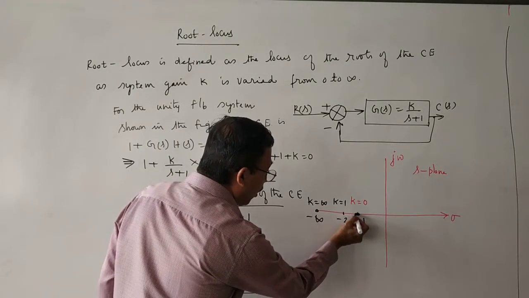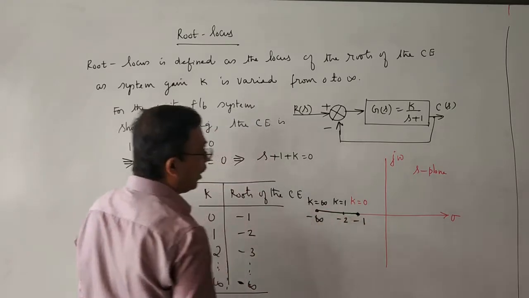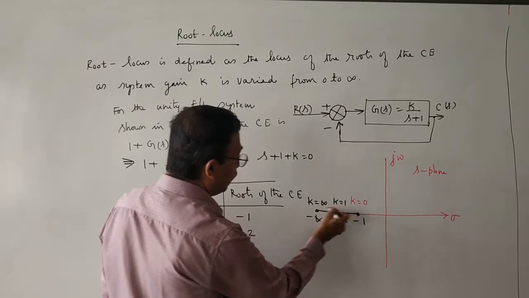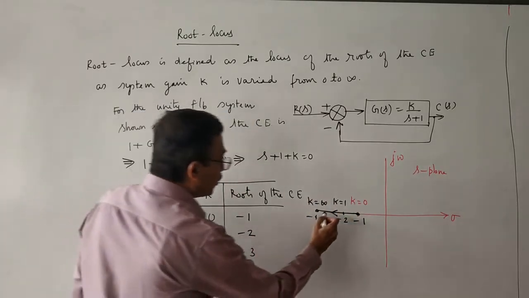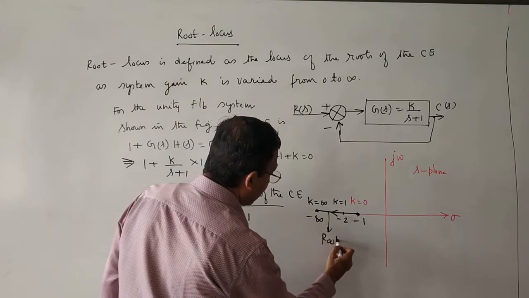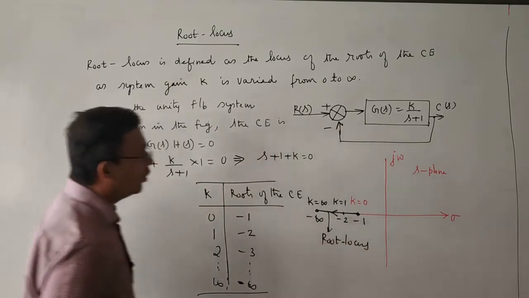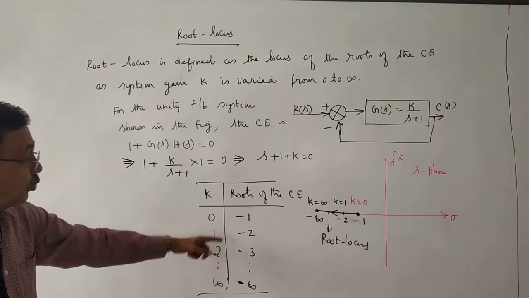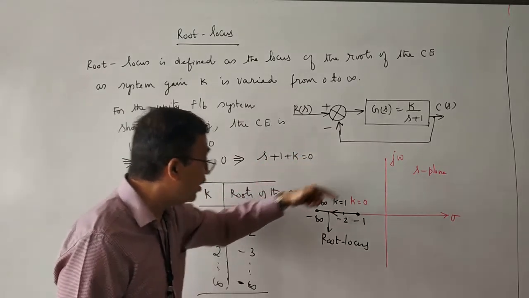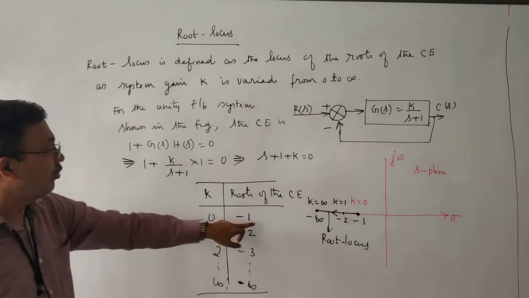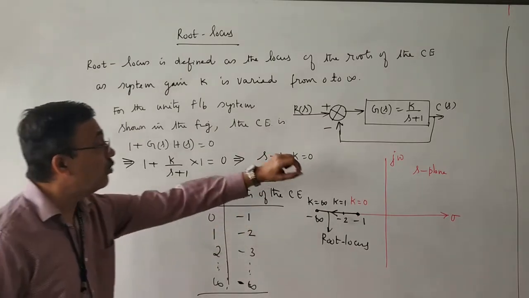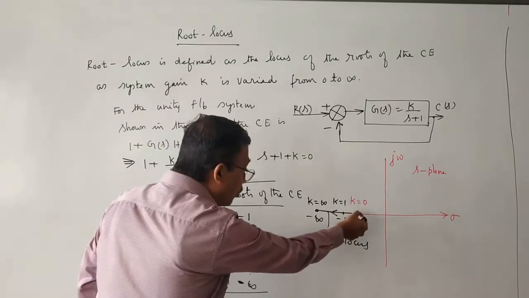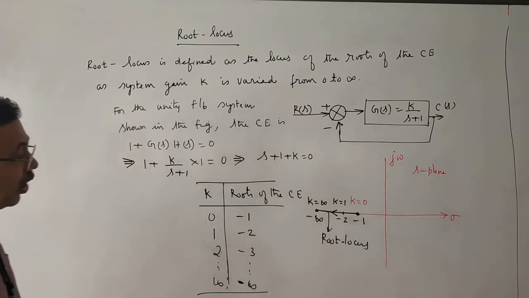All these roots are joined by a smooth curve. The resulting curve is called root locus. The arrow will always be from k equal to 0 to k equal to infinity. So this is the root locus. See here, we are not plotting the values of k. We are plotting the roots for different values of k. When k equals 0, the root is minus 1. When k equals 1, the root is minus 2. Finally, when k equals infinity, the root is minus infinity. All these roots are connected by a smooth curve. The resulting curve is called root locus.